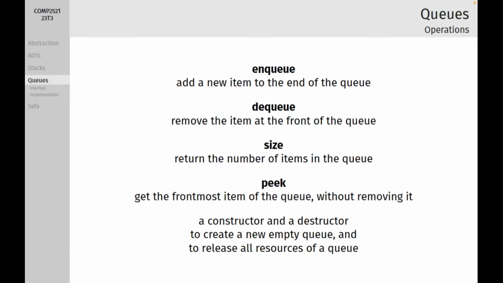All right, so here are the operations of a queue. First, we've got the two main operations, which are to enter and leave the queue. These operations are called enqueue and dequeue. Then we've got the same operations as in the stack: size, get the number of items in the queue, and peek, get the frontmost item of the queue without removing it. And we've also got the operations to create and free a queue.